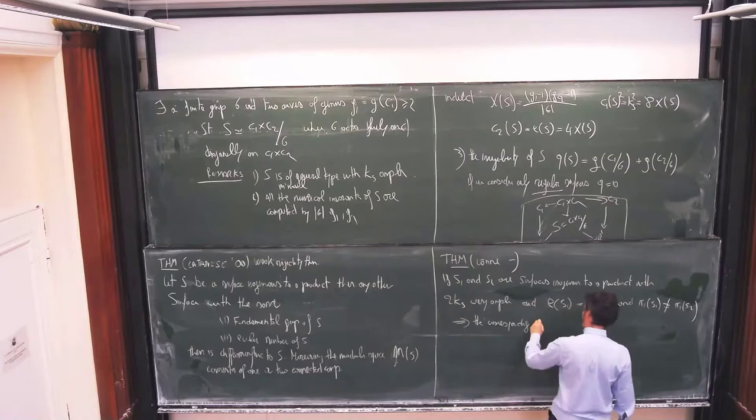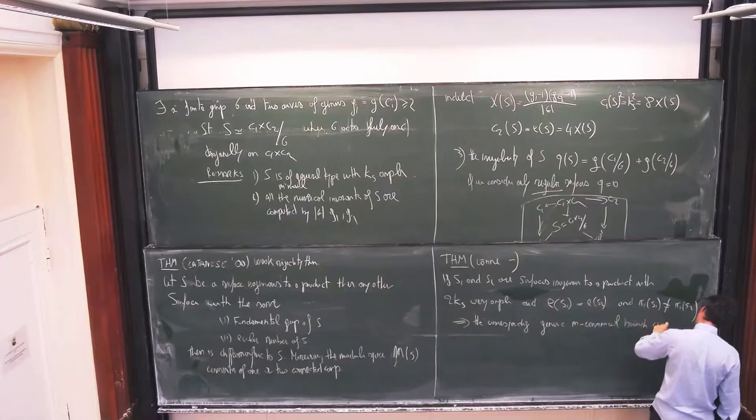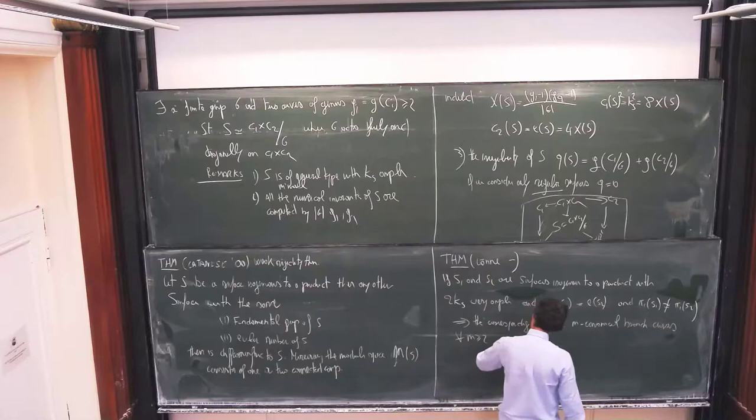generic m-canonical branch curves, for all m bigger than 2, are a Zariski pair.